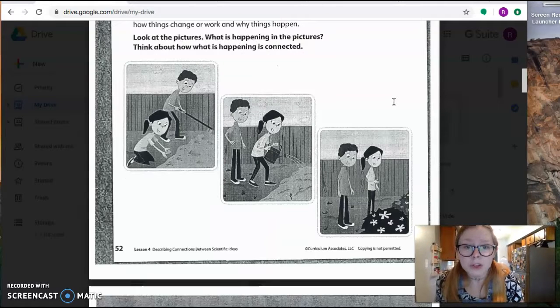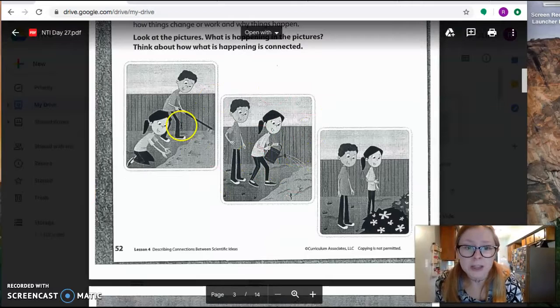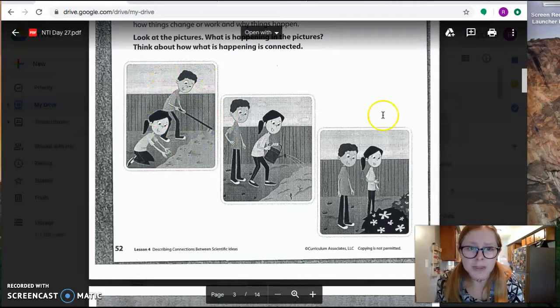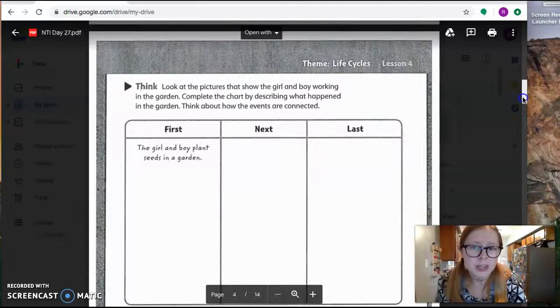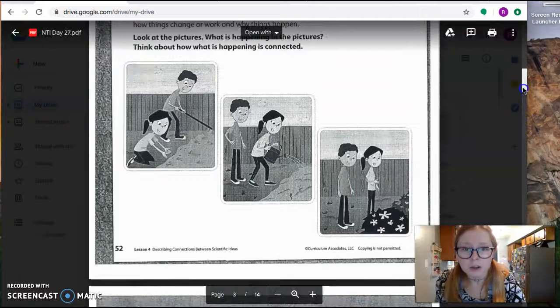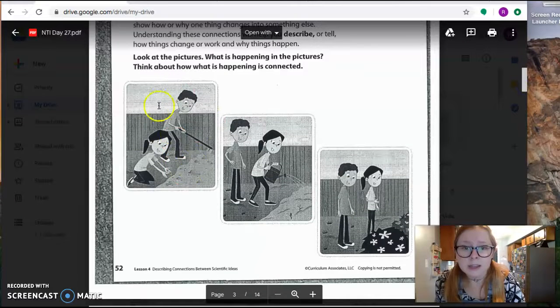So we have a picture in the beginning of your packet that shows a girl and a boy planting a garden. And whenever you look at the first picture, I want you to think about what's happening. And you're going to end up writing what's happening in each picture in this chart. So the first one's done for you. It says the girl and boy plant seeds in a garden. So they plant seeds in the garden.